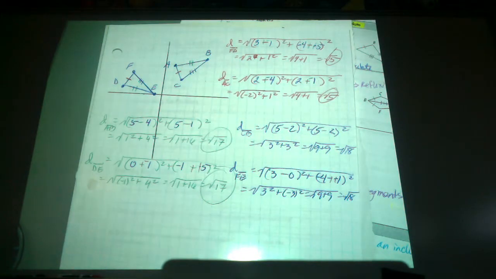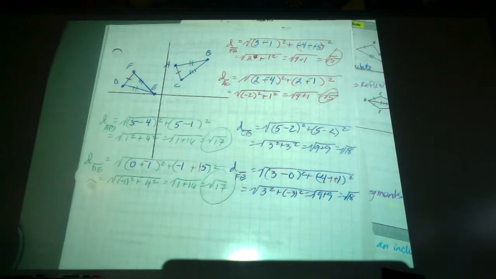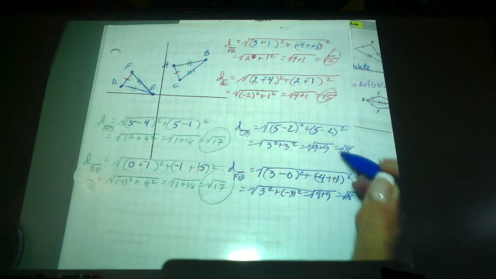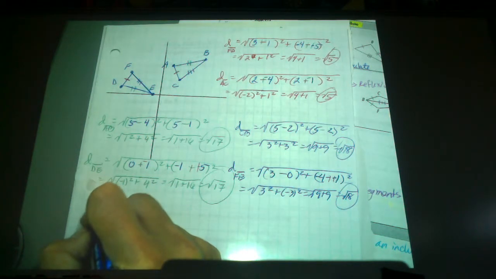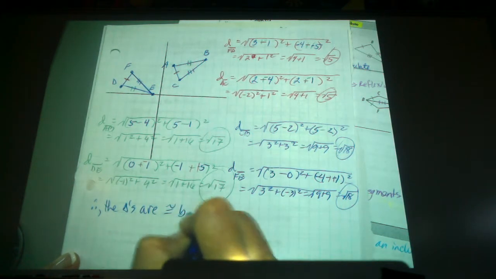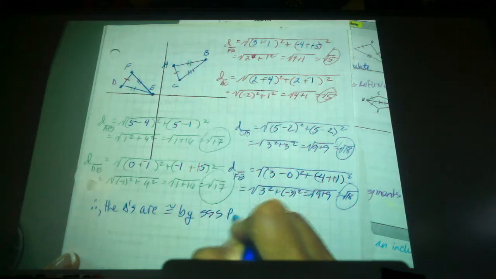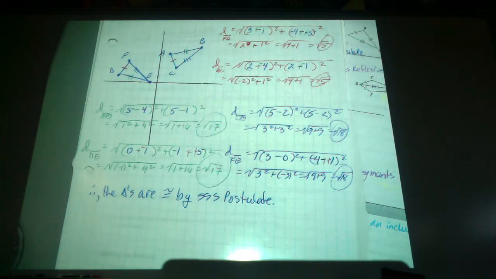So that's one set of congruent sides. Then I had the square root of 5, and the square root of 5, another set of congruent sides. And finally we had the square root of 18, and the square root of 18, a third set of congruent sides. So yes, the triangles are congruent. Therefore, the triangles are congruent by SSS postulate. Yeah, that was that last problem that we finished up with yesterday. So you'll have a couple just like that.